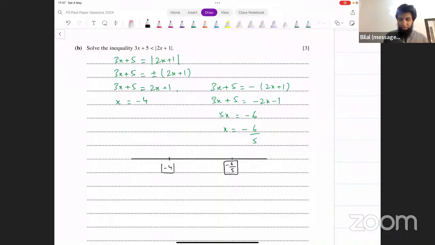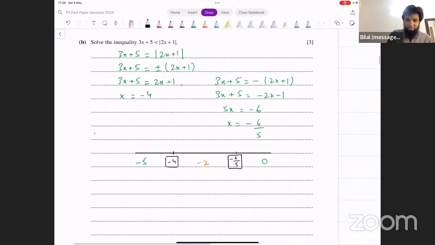Now, all you have to do is take 1 point in each of these regions. One region is to the left of -4, one is between -4 and -6 over 5, and one is to the right of -6 over 5. These are three regions that you've got on your number line. Take one number in each of these regions. On the left side, let's take -5 for instance. In the middle, between -4 and -6 over 5, what number can we take? Let's take -2 for instance. And on the right side, take 0 maybe, which is bigger than -6 over 5. You've got these three numbers.